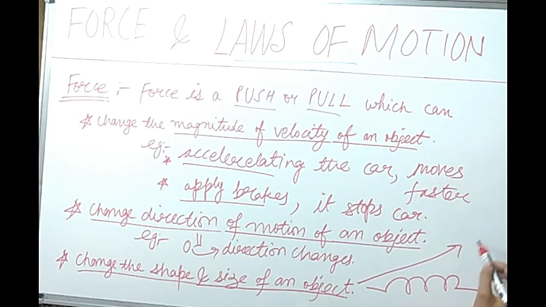There is a rubber ball. When we compress this, when we apply some force, this spherical ball changes its shape. It gets a little elongated. That means force can change the shape of an object. This is a rubber ball.